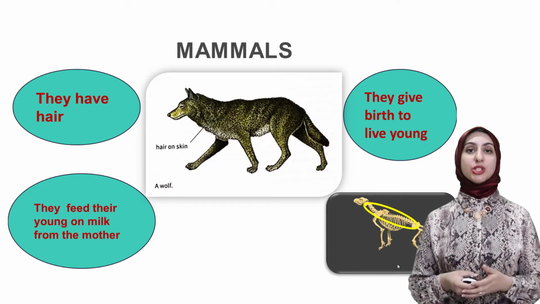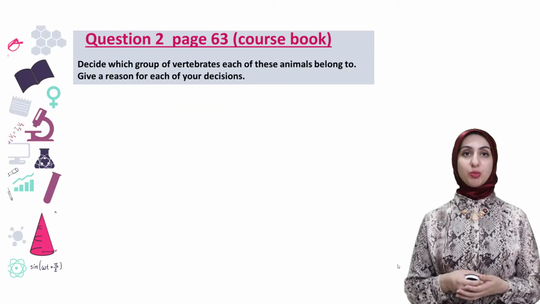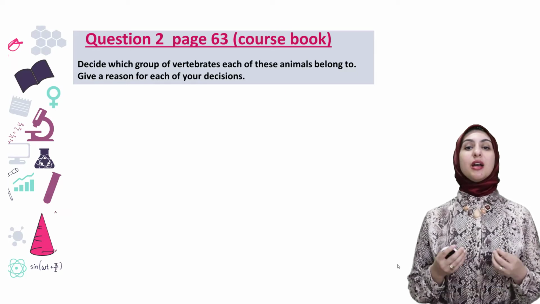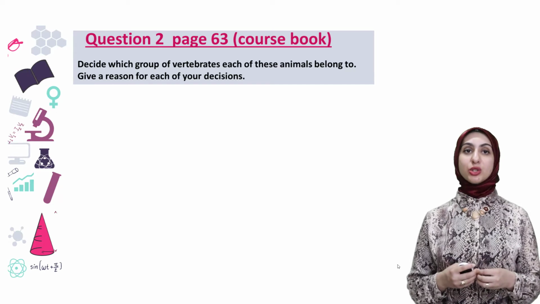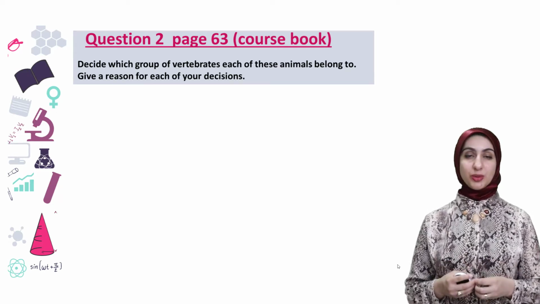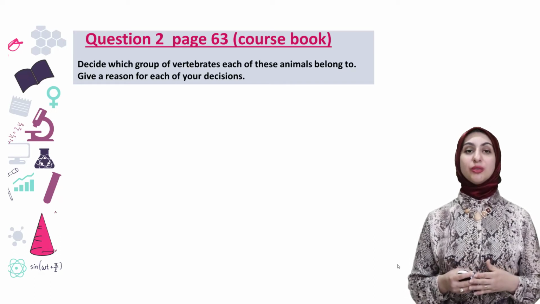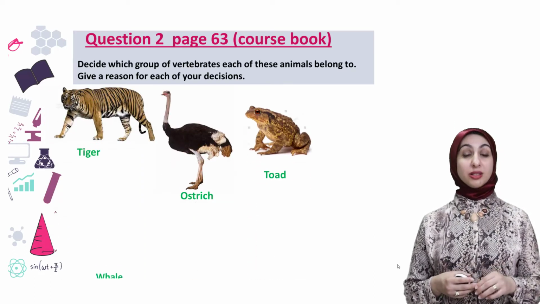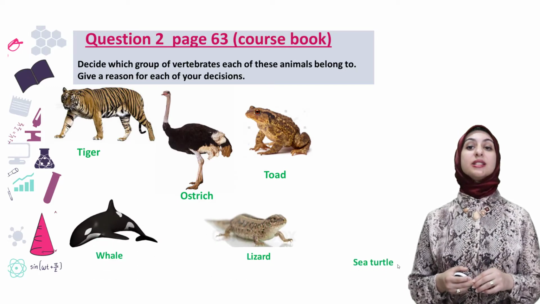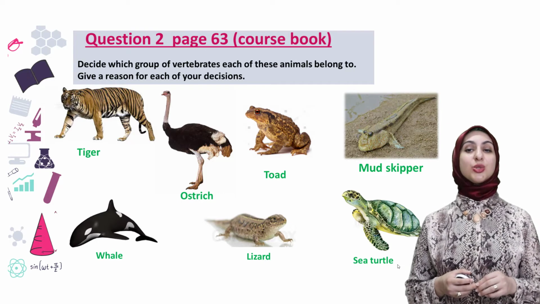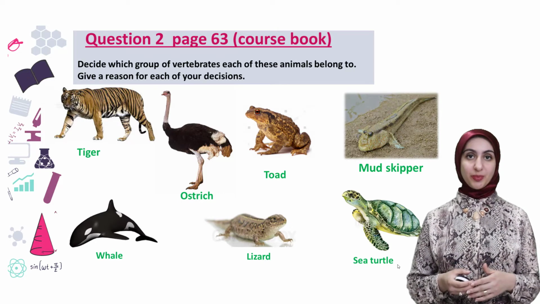Let's have a look at question 2, page 63 in the course book. Decide which group of vertebrates each of these animals belong to. Give a reason for each of your decisions. Here we have tiger, ostrich, whale, toad, lizard, and sea turtle. And last one, mud skipper.